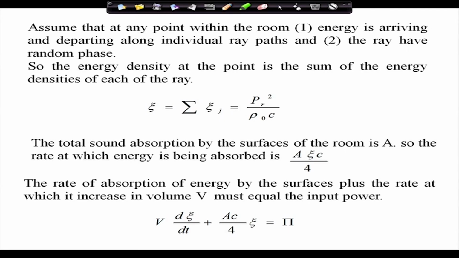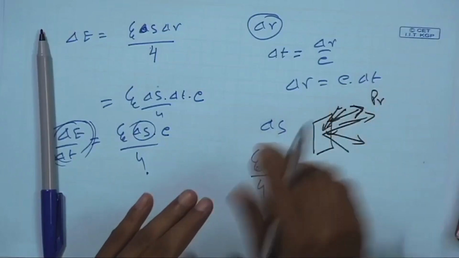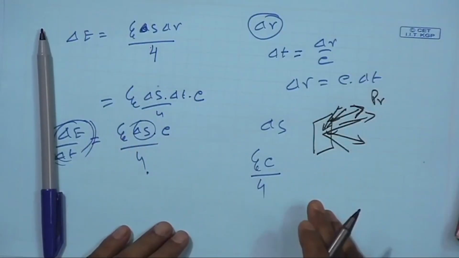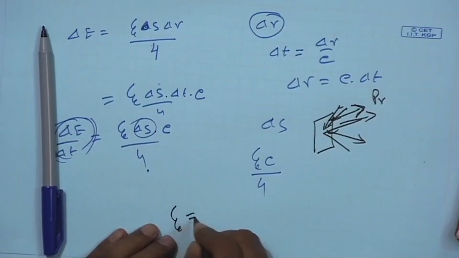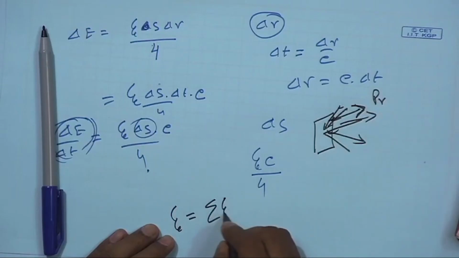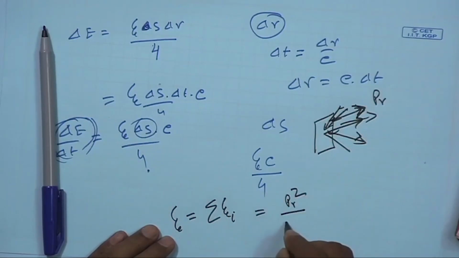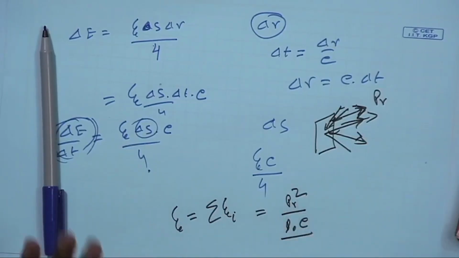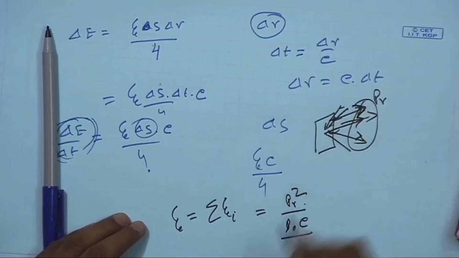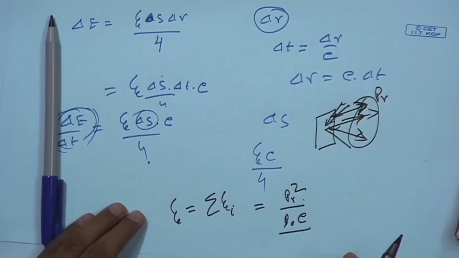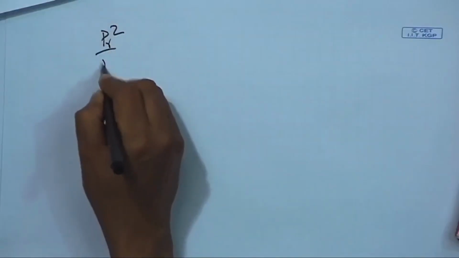Energy density at each point is the sum of the energy. So, if each reflected pressure is PR, energy is nothing but the sum of the energy for each ray, each reflected sound. So, sigma psi i, it is nothing but PR square divided by rho 0 C. What is PR? Total reflected sound pressure is PR, then it is nothing but PR square by rho 0 C.